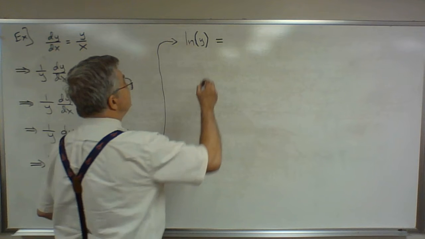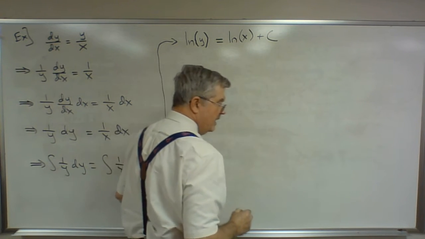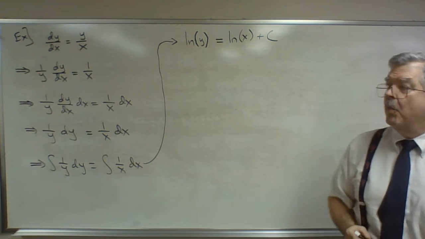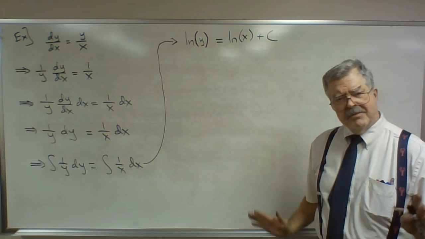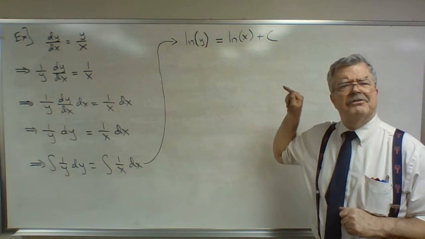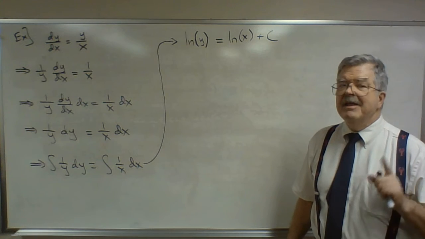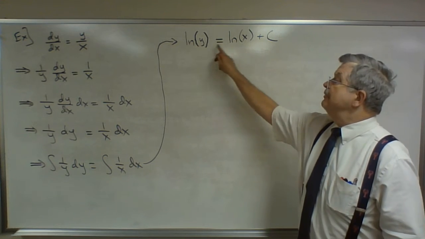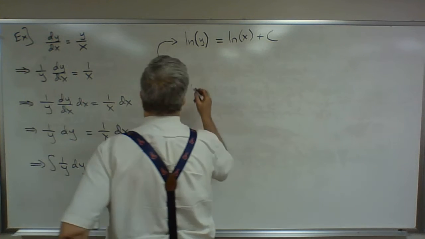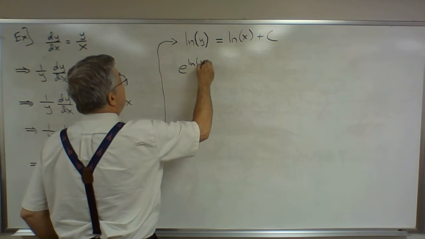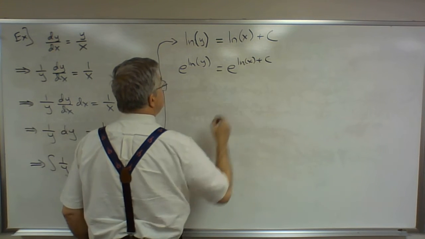Antiderivative of 1 over x is natural log of x. There, we have y given as a function of x implicitly. Can we do better? Can we solve explicitly for y? What do you think? If you're thinking, use both sides as the exponent of e, you're absolutely right. So let's do that. e to the natural log of y is e to the natural log of x plus c.